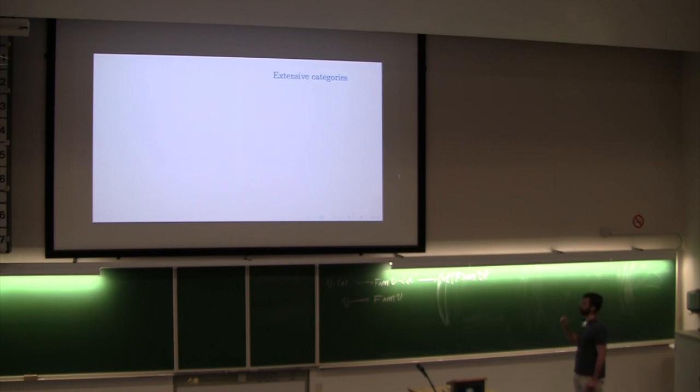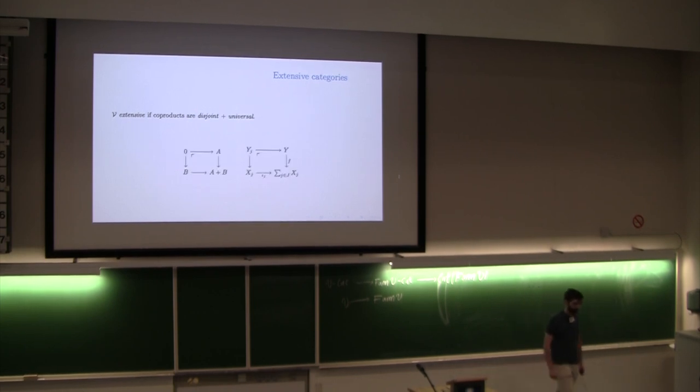Suitable categories are going to be extensive. A category is said to be extensive if it has all small coproducts, which are disjoint and universal. Disjoint means that for every binary coproduct, the pullback of the coproduct inclusions is the initial object, and universal means that the diagram is a pullback for all j if and only if y is the coproduct of the y_j.